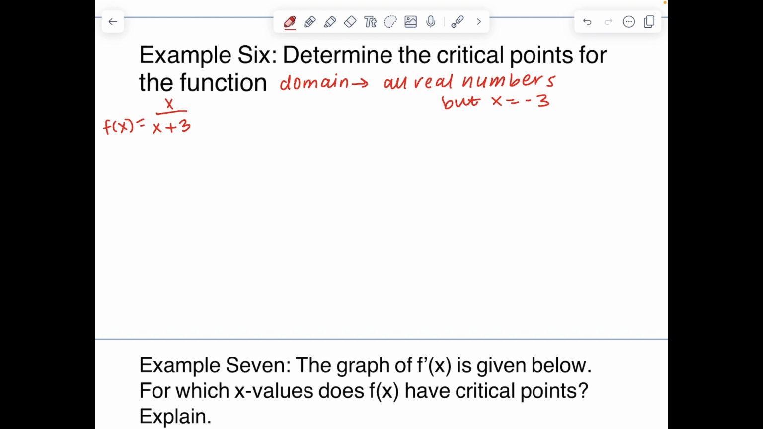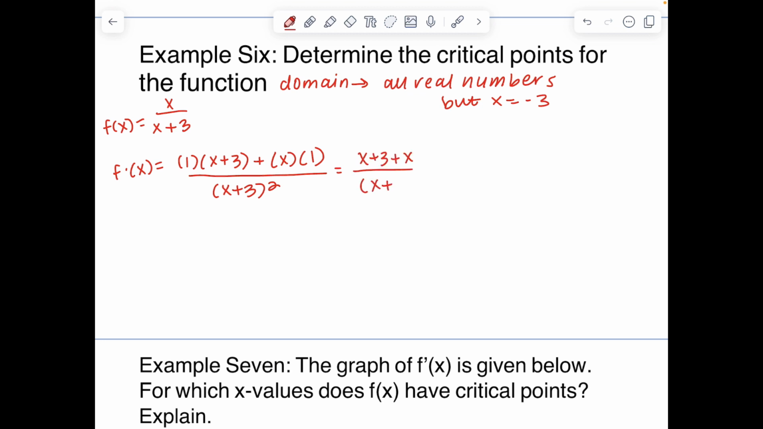But we're just going to go ahead and take the derivative here. And yes, I know what you're all thinking: do we need to use the quotient rule? And the answer is yes. So the derivative of the numerator is 1. So you'll do 1 times x plus 3 plus the original numerator times the derivative of the denominator, which is 1, all over x plus 3 squared. And then I'm just going to clean this up. So this simplifies to x plus 3 plus x, all over x plus 3 squared, and that equals 2x plus 3 over x plus 3 squared.